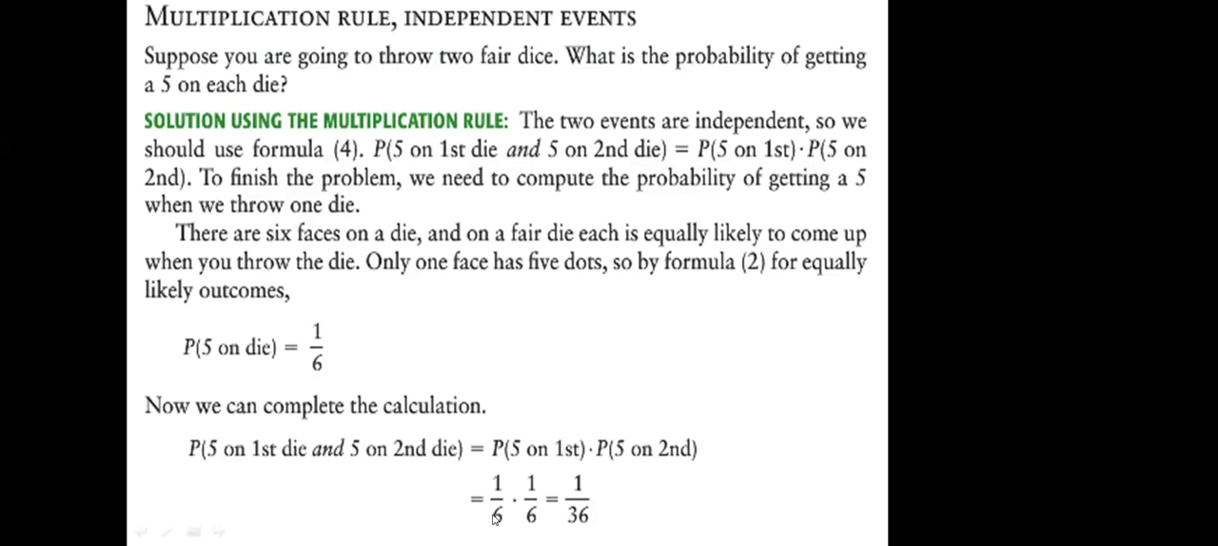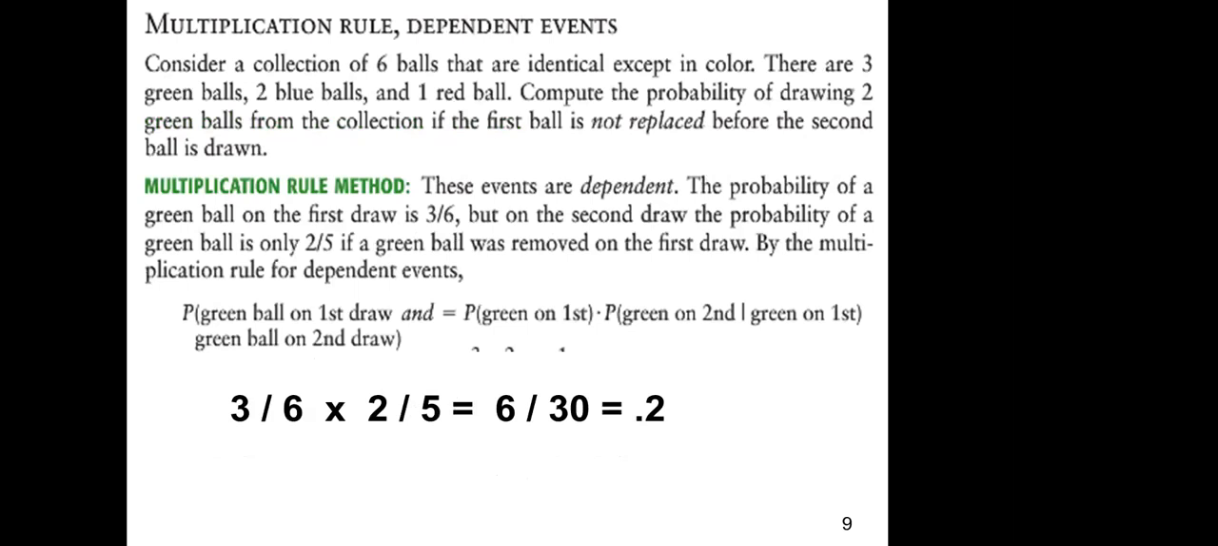The fact that I got a five on the first roll had no effect on me getting a five on the second roll. In fact, it would have no effect if I did it a third time or a fourth time. These are independent events. Rolling a die, the outcome on the first has no effect on what you get on the second. It's not that the dice can talk to one another. "Oh, I came out five. Don't come out five again." No, that's ridiculous. Independent events.